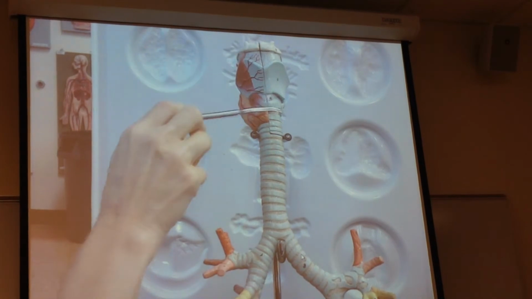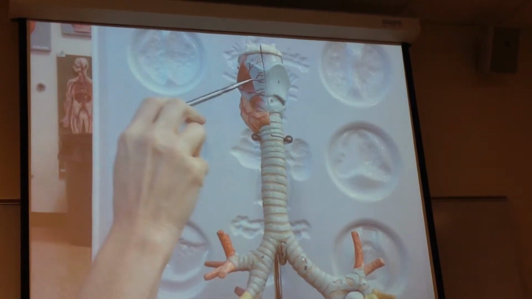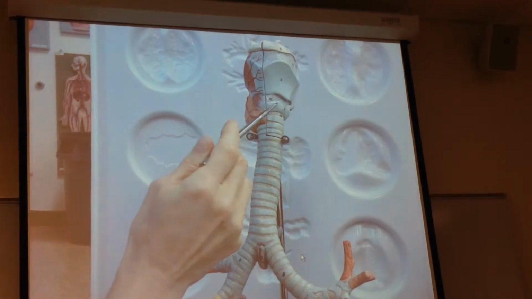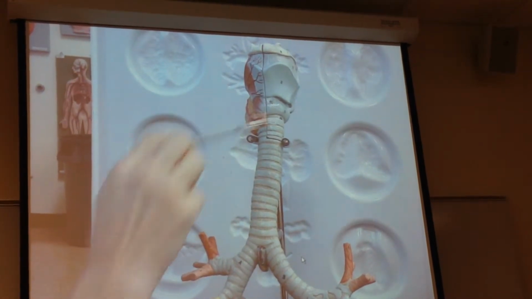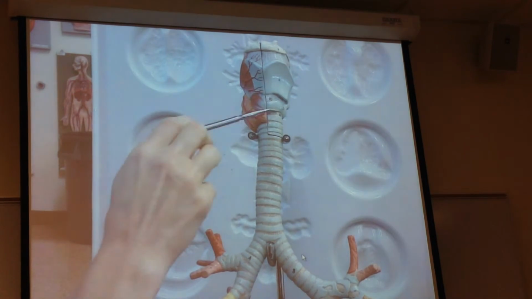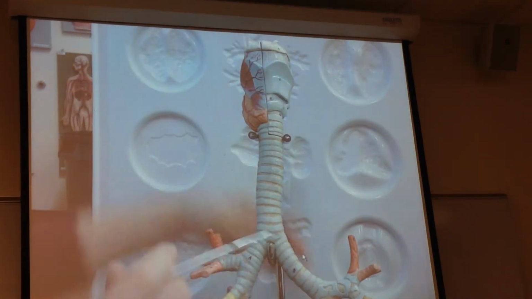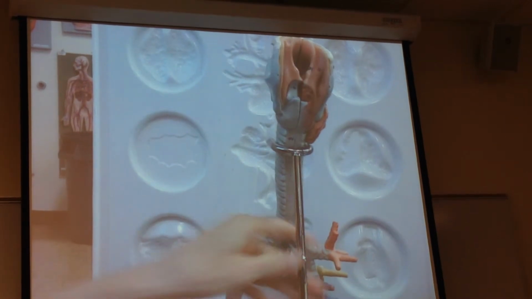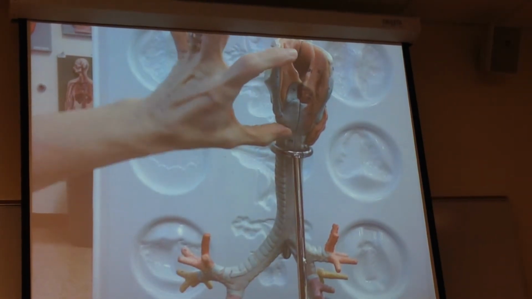So from here to here is the larynx. This is the thyroid cartilage. You guys remember the name of this last piece of cartilage? Cricoid cartilage. And then from here to here is going to be what organ? That's going to be the trachea. If we turn around and look at the back, again, this right here is going to be our larynx.